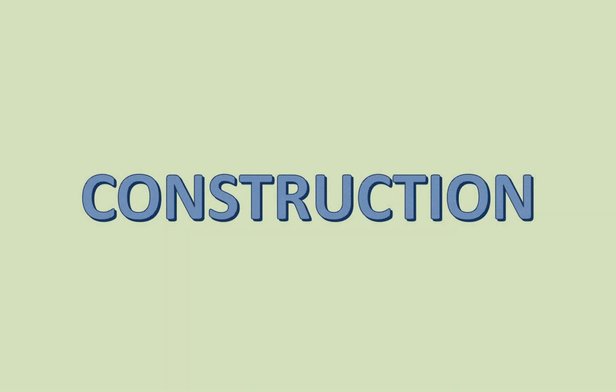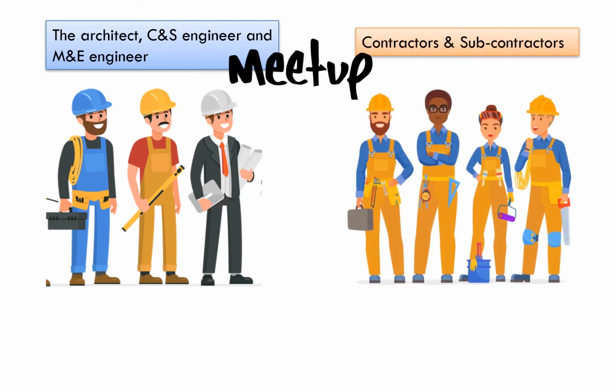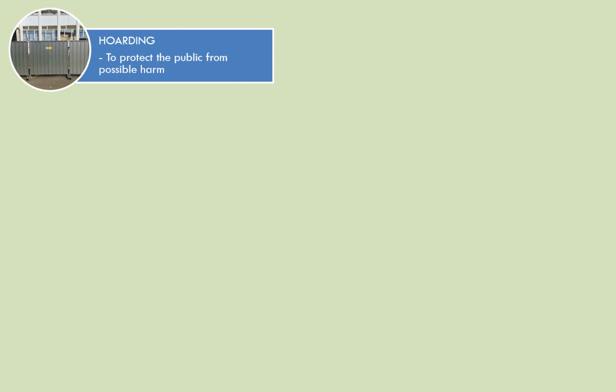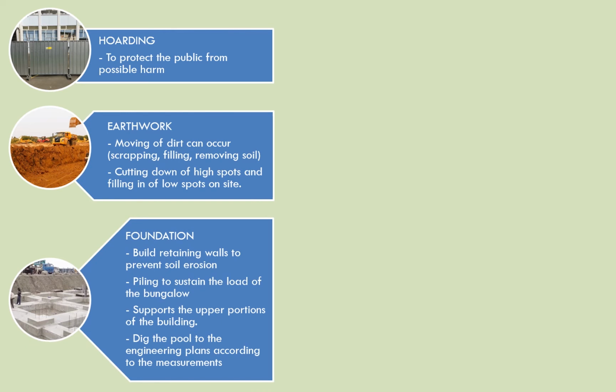The construction process. The architect and key consultants will be meeting up with contractors and subcontractors to discuss site issues, to monitor in internal site visits, and to ensure the works are done according to the schedule plan. These are the details of the construction process. Hoardings are used to protect the public from potential threats and dangers. Earthwork is done because moving of dirt can occur and also to cut down high spots and fill in low spots on site. A foundation is built along with retaining walls to prevent soil erosion, sustain the load of the bungalow, and to support the upper portions of the building.